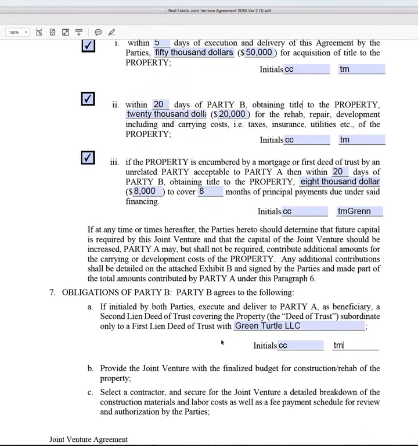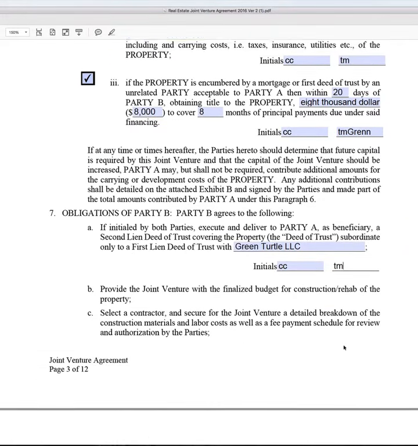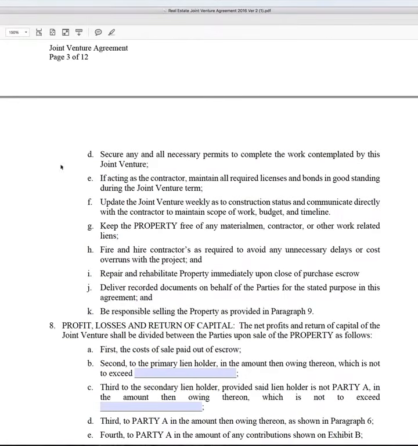And now it's covered. In the off chance this is not provided, because as I stated earlier, many times in joint venture agreements, Party A is not given a second deed of trust, well then of course you would not fill this information in right here, and you would just leave it blank, because it's only effective if initialed by both parties. All right, so you can read the rest of these.